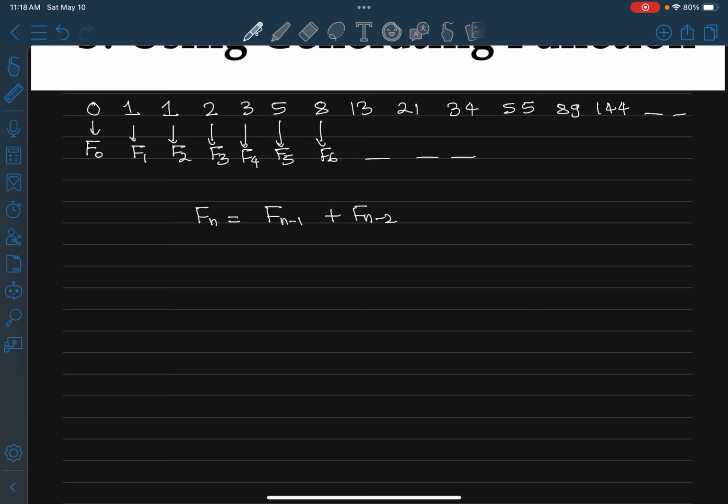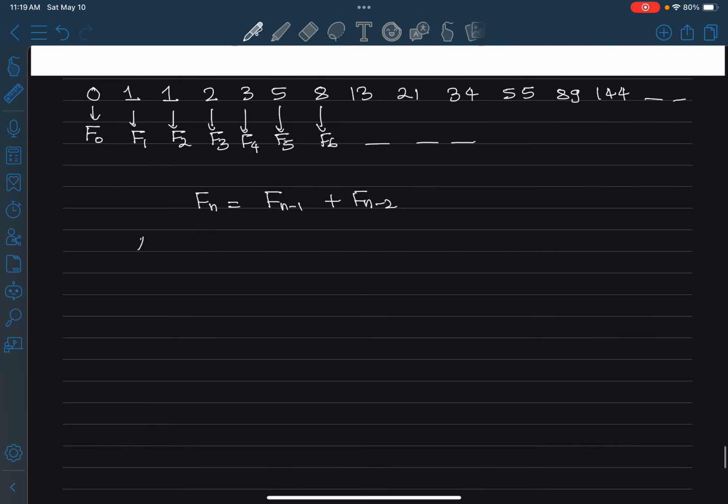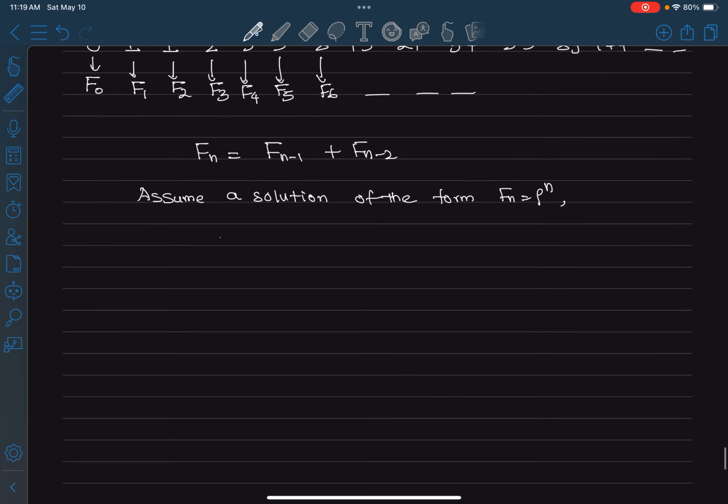And how do we solve a recurrence relation? We just assume a solution of the form rho to the power n, right? Then we try to substitute it in the recurrence relation and solve for rho, which is some number. From there, we get rho to the power n equals rho to the power n minus 1 plus rho to the power n minus 2, right?